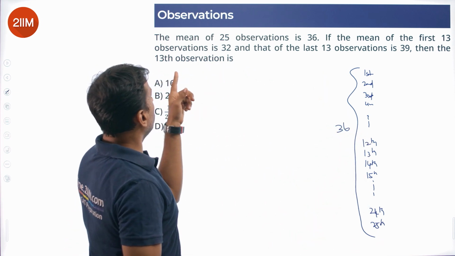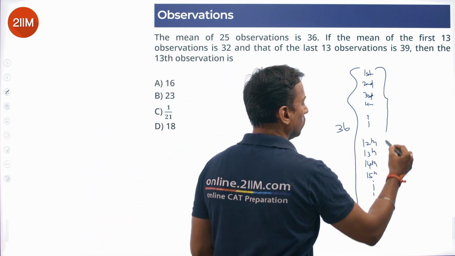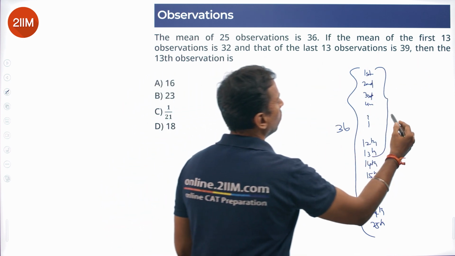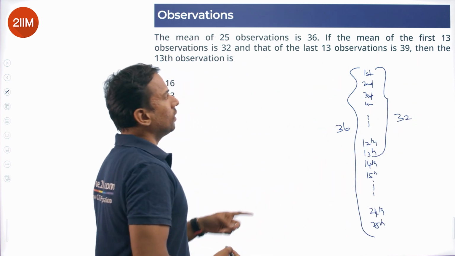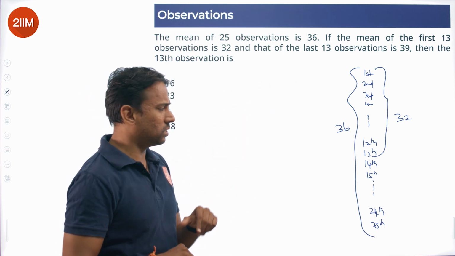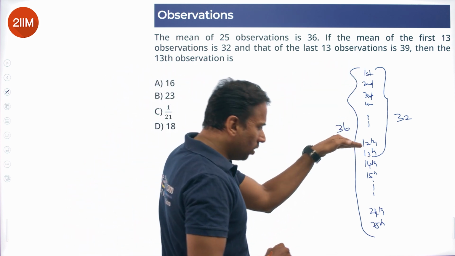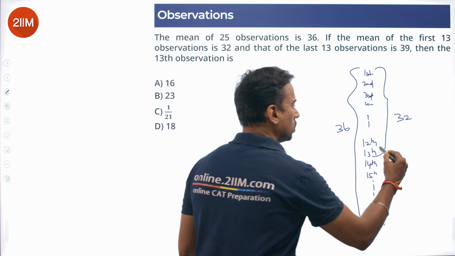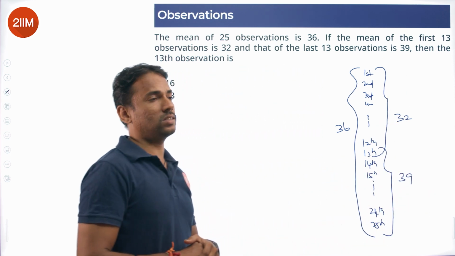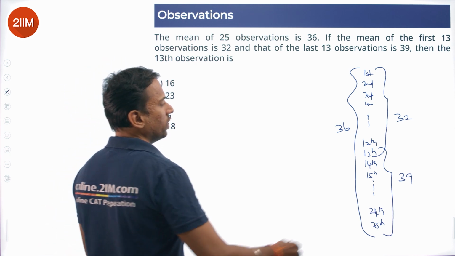The first 13 of them, the mean is going to be 32. First 13 is from 1st to 13th. Okay, fine. And the last 13 is going to be 39. What do you mean by the last 13? You remove the first 12, so it is from 13th to 25th. This part, the mean is going to be 39. So if this is the case, then the 13th observation is what? We are supposed to find this 13th observation.